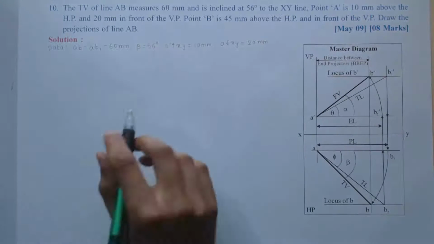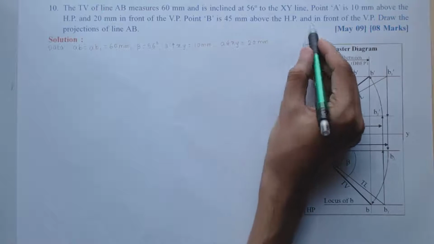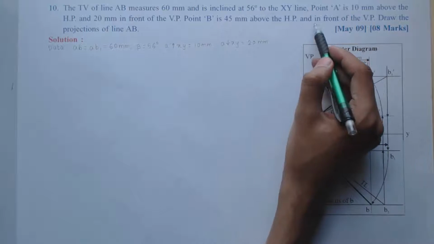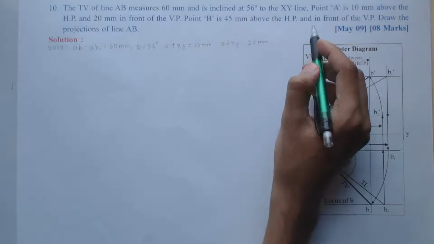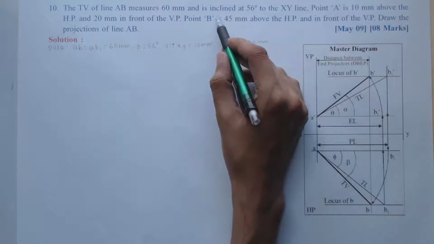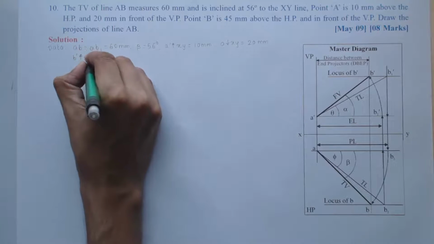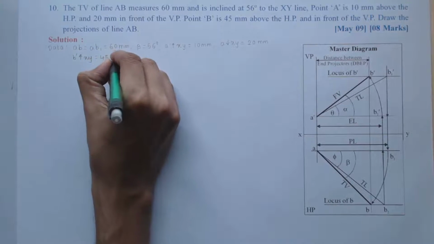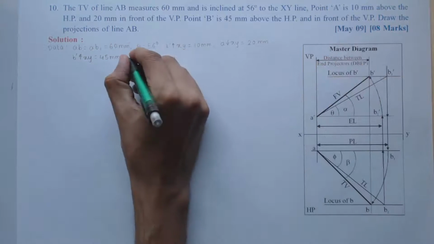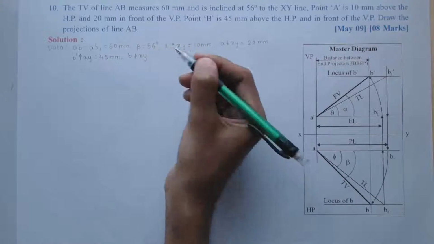Point B is 45 mm above the HP and in front of the VP, but the distance with respect to VP is not given. But from this data I can say the point B is also lying in the first quadrant. The distance with respect to HP is given, so I can locate the front view, that is B dash is above XY and the distance is 45 mm. But we don't know the distance with respect to VP, so I can just say the top view of point B is going to lie below XY. We don't know the distance here.